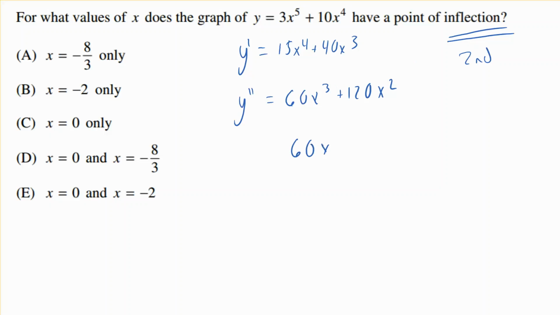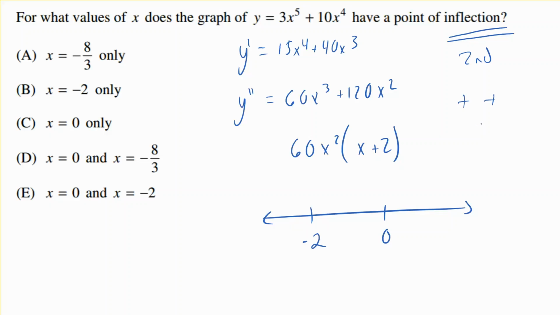Looks like we can factor out that 60x squared, x plus 2. So the second derivative has zeros at 0, and let's make that the negative 2. And then we got to check it. To have a point of inflection, it's got to change from either positive to negative or negative to positive. So let's plug some values in. If I put a negative 10 in, I get a positive number times a negative number. If I put a negative 1 in, I get a positive number times a positive number. And if I put a positive number in, I get a positive times a positive.